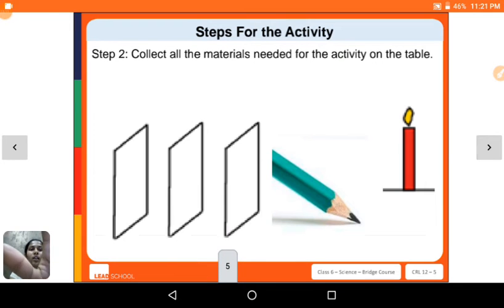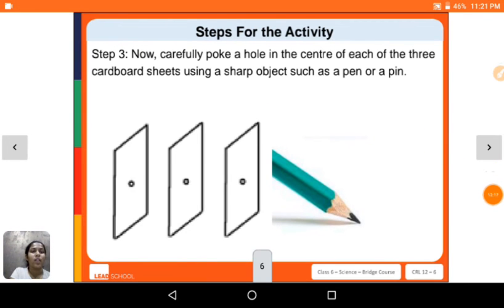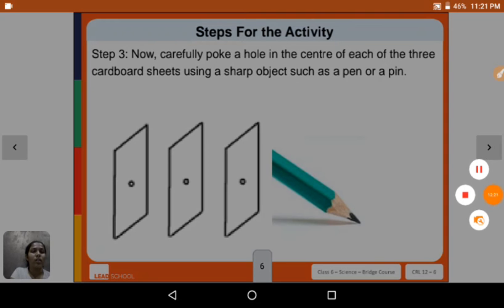So collect all the materials needed. Then carefully poke a hole in the center of each cardboard.